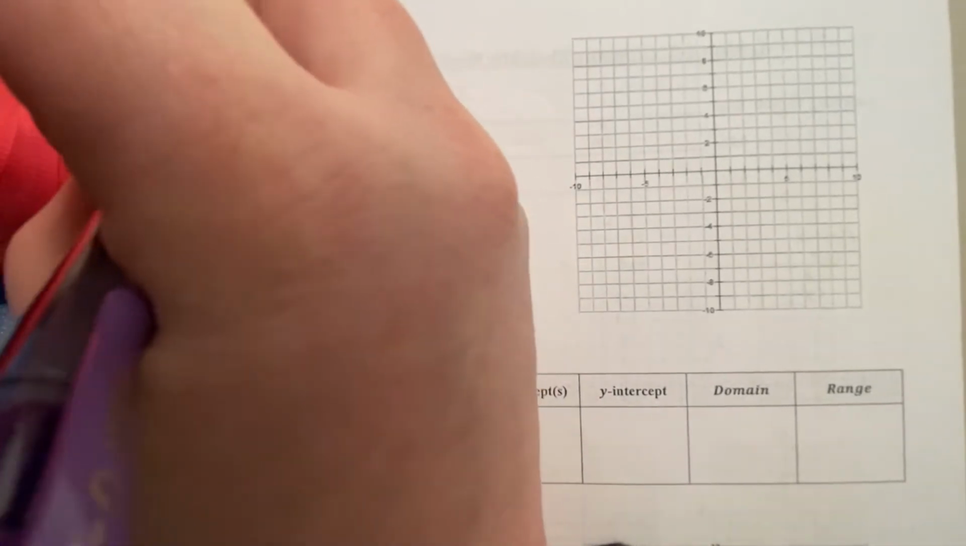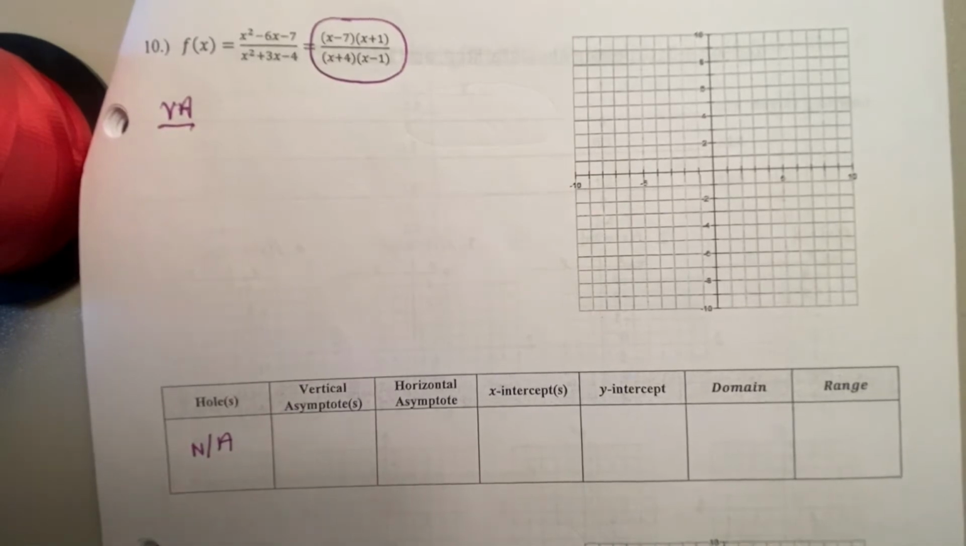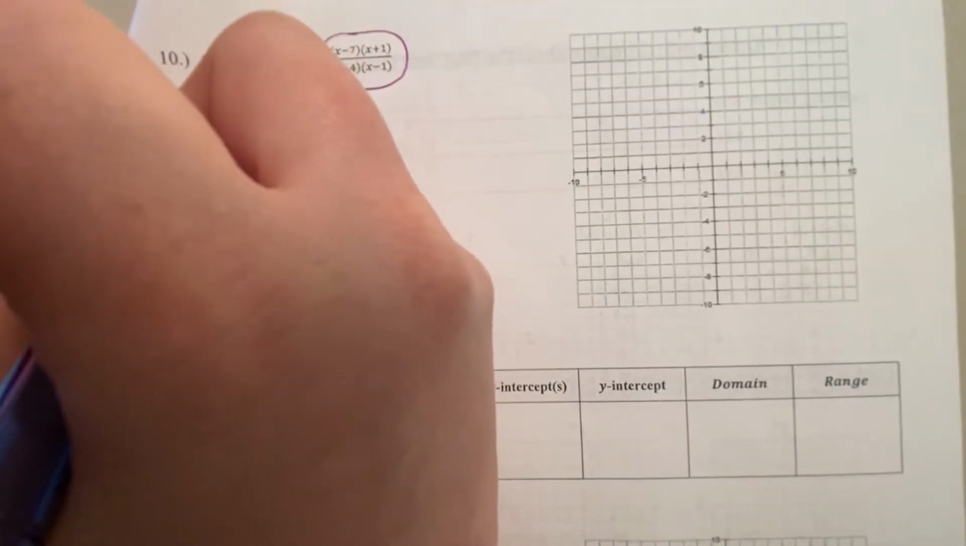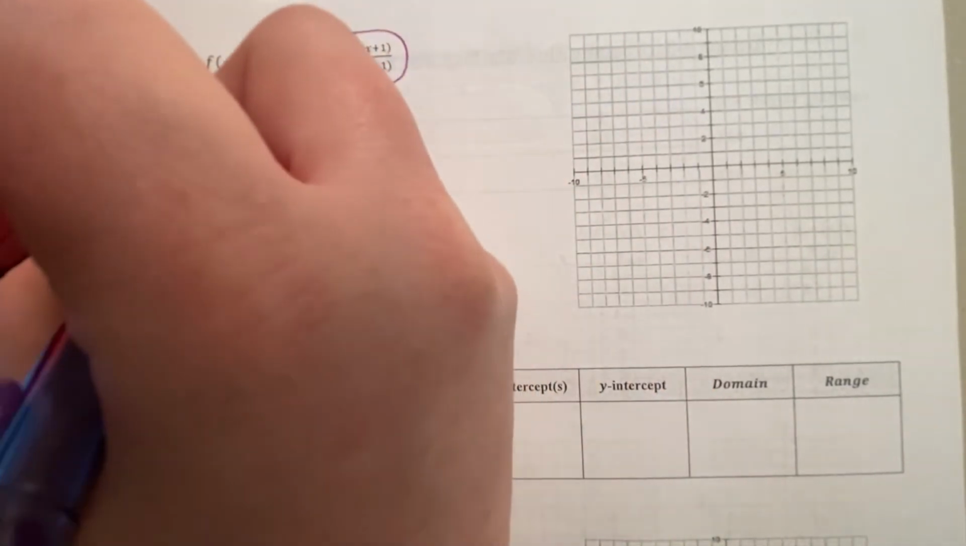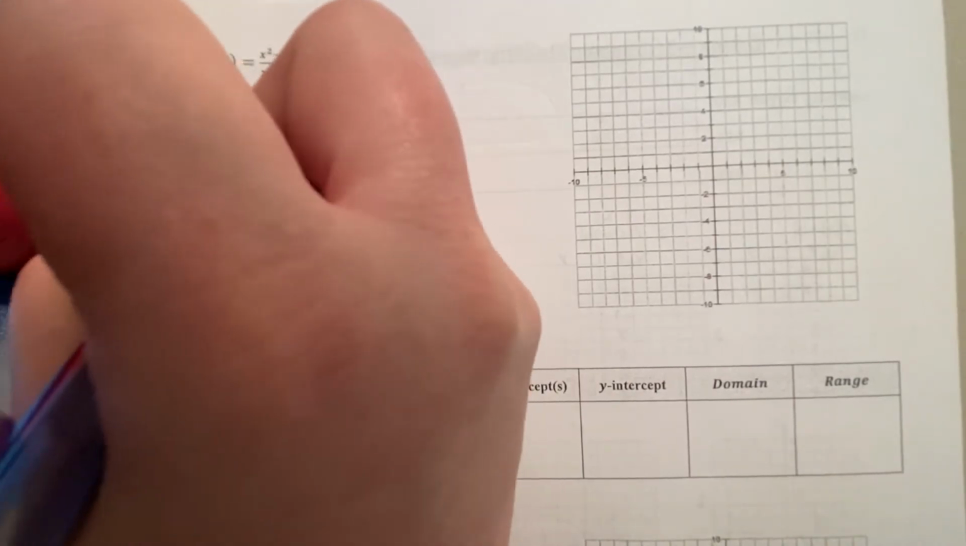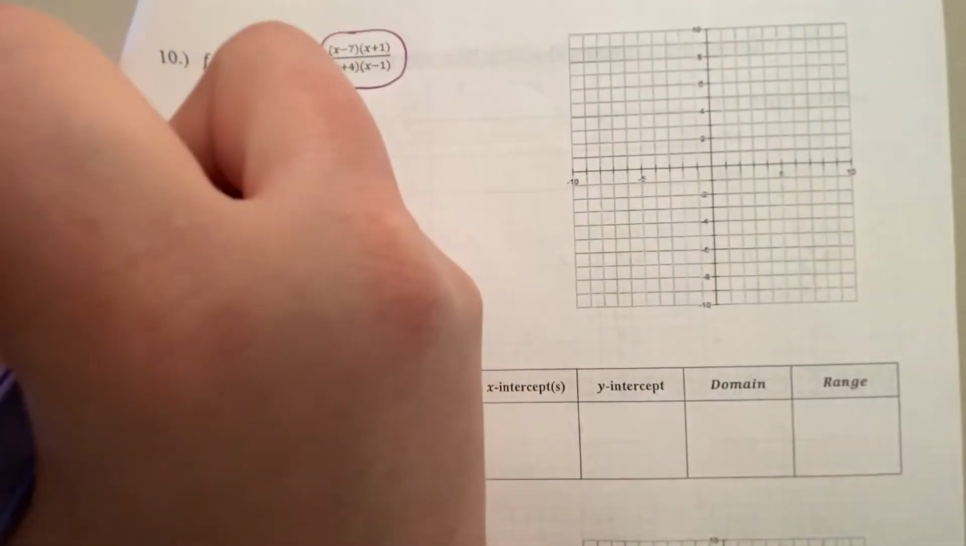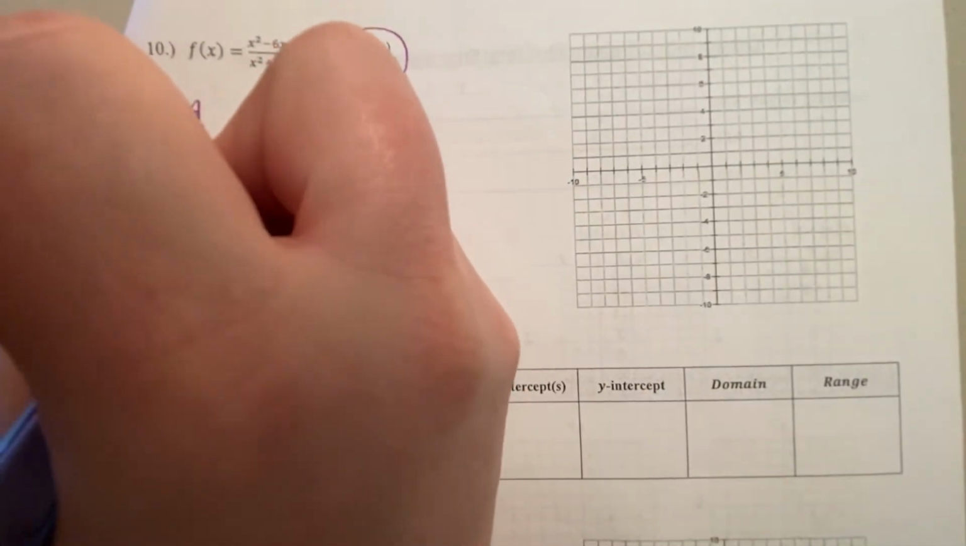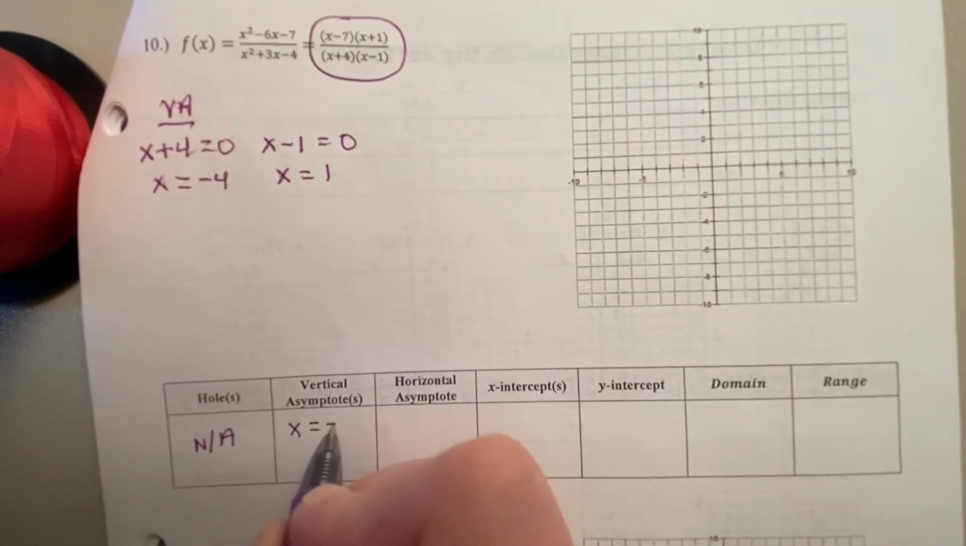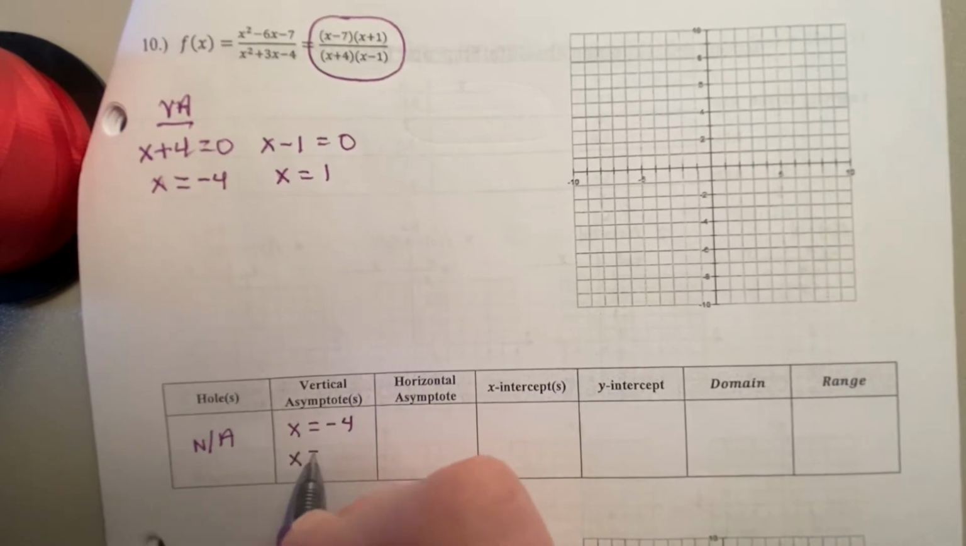So now we're going to look at our vertical asymptote. To get the vertical asymptote, we take our denominators and we set them equal to 0. So we have x plus 4 equals 0, and we have x minus 1 equals 0. If I solve for x, I would get x equals negative 4, and x equals positive 1. I'm doing a little mental math there, so I'm not showing all of my steps.